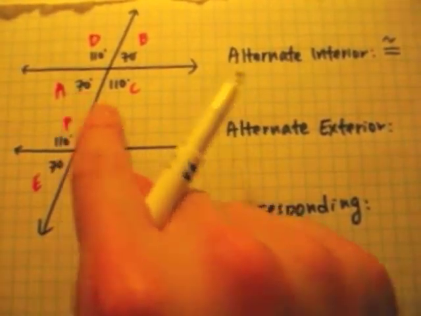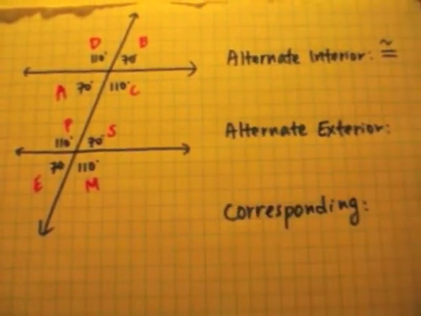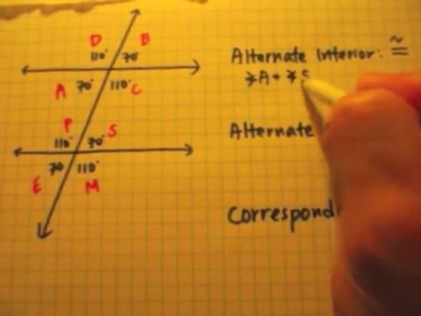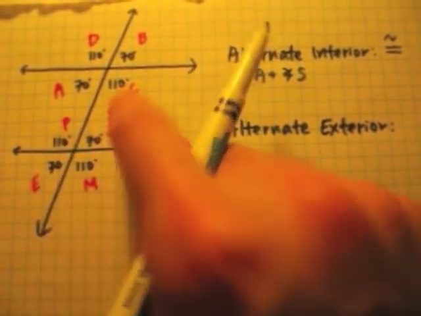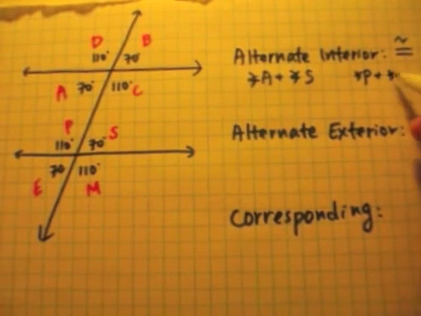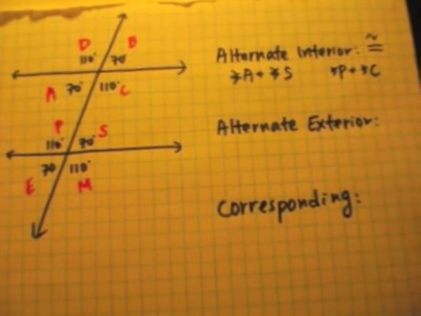Well, I only have two pairs. I have A and S, right? I have angle A and angle S, and I have angle P and angle C. Right? Those are my alternate interior angles.